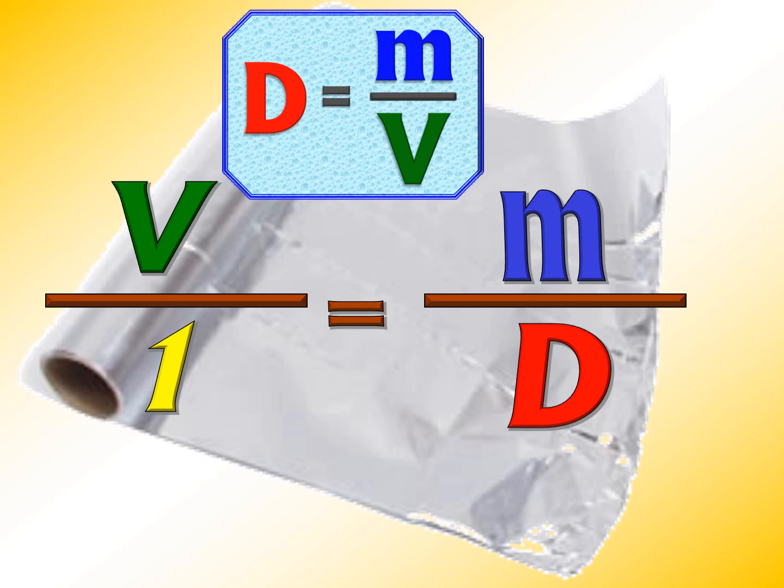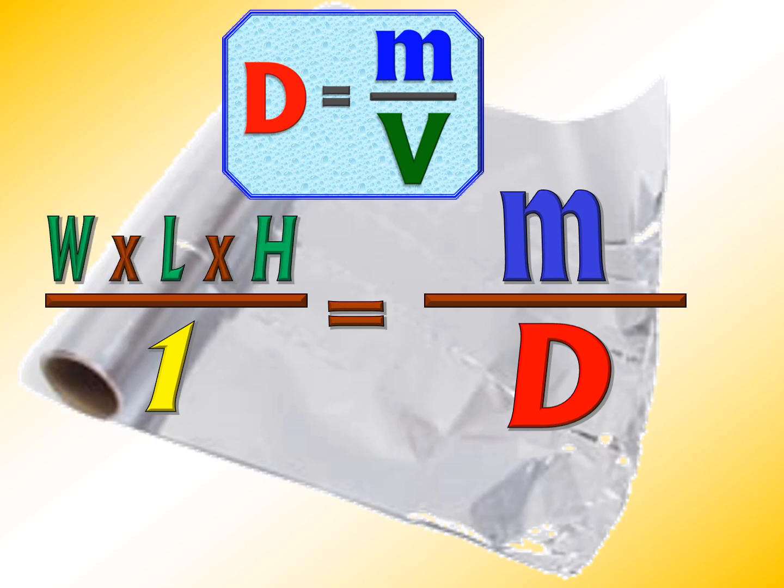And then the problem is that we don't really measure the volume of the aluminum foil. We measure its width and its length. So we want to split up the volume into width times length times height.